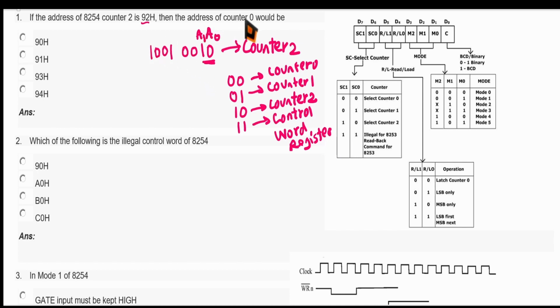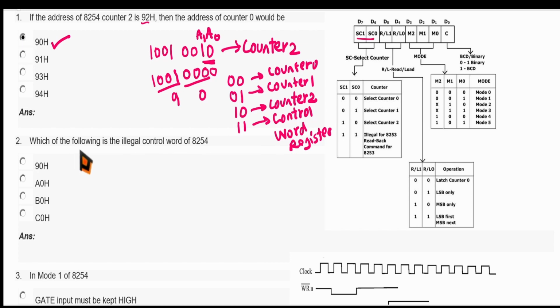So to find out the address for counter 0, you have to put 00 here. Remaining bits will be the same. Those address lines are not changed. So it will be 9 and this is 0. So 90H. This will be the correct answer.